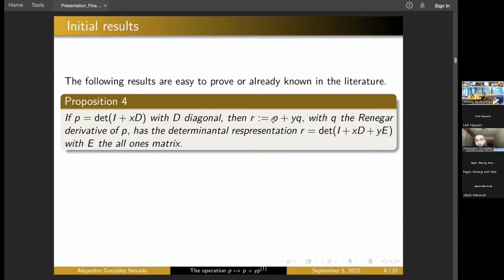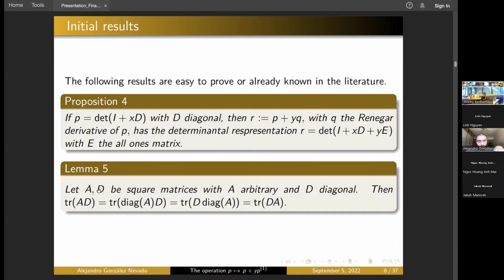The operation that we described at the beginning, taking the polynomial and adding the Renegar derivative to it, multiplied by a new variable, has a nice description in terms of determinants. So if p is this determinant, you can construct the image of this polynomial using this easy description, where E is the matrix of all ones. This is a lemma that is very easy to prove.